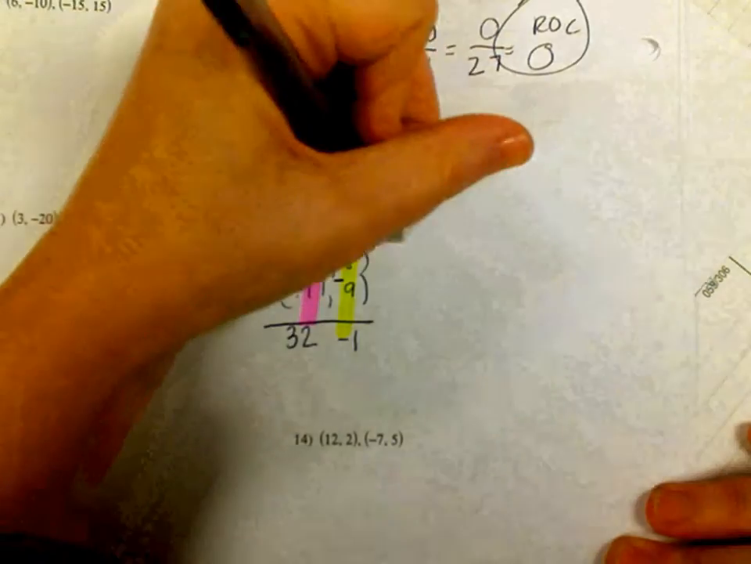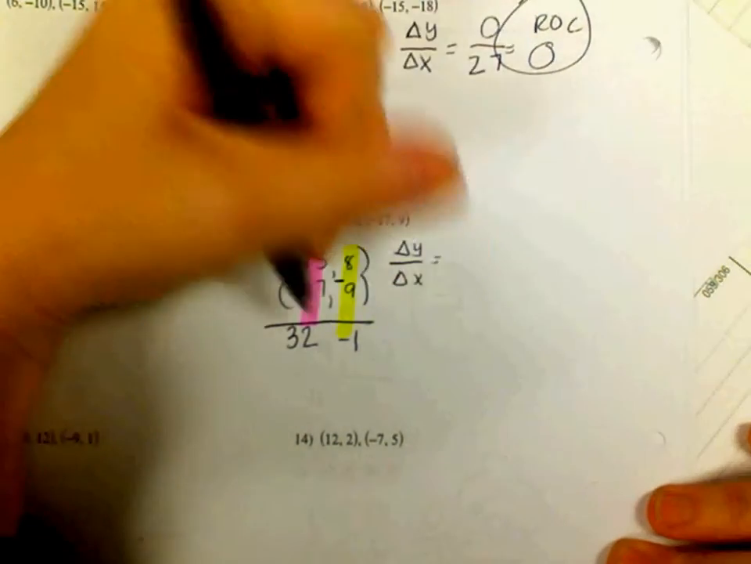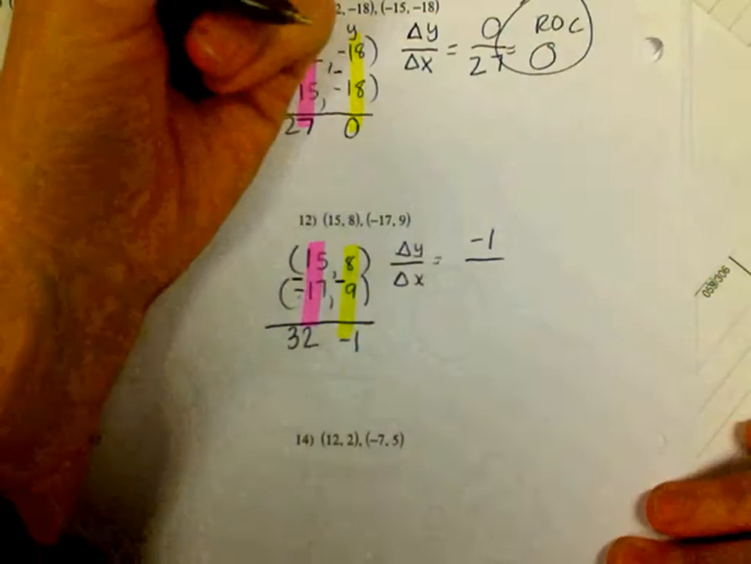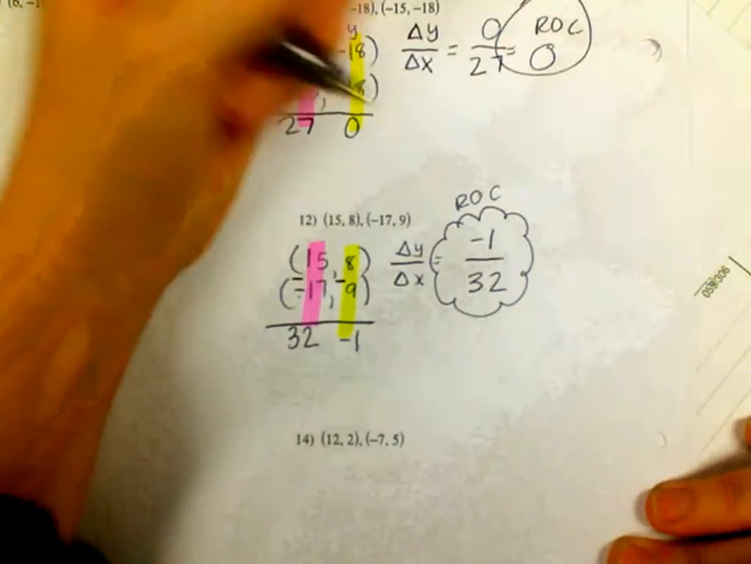Okay, change in y over change in x. Next thing to do is make a fraction, and that would be negative 1, fraction bar, 32. That's your rate of change. This cannot be simplified, so that is your final answer.